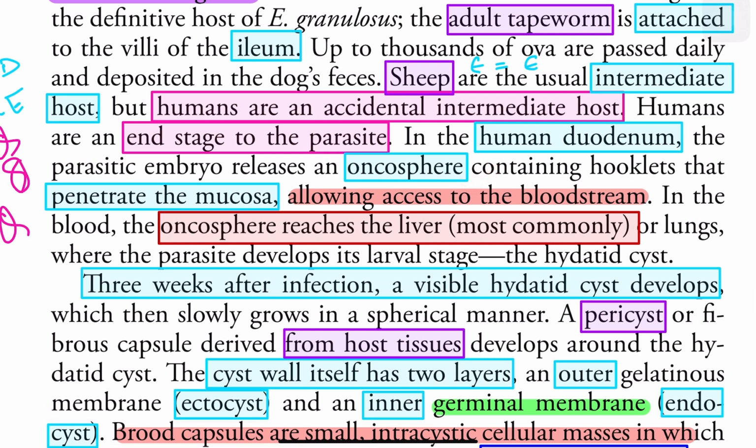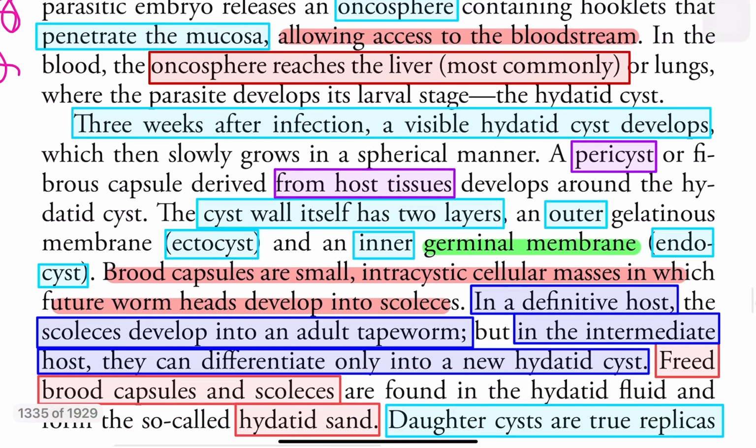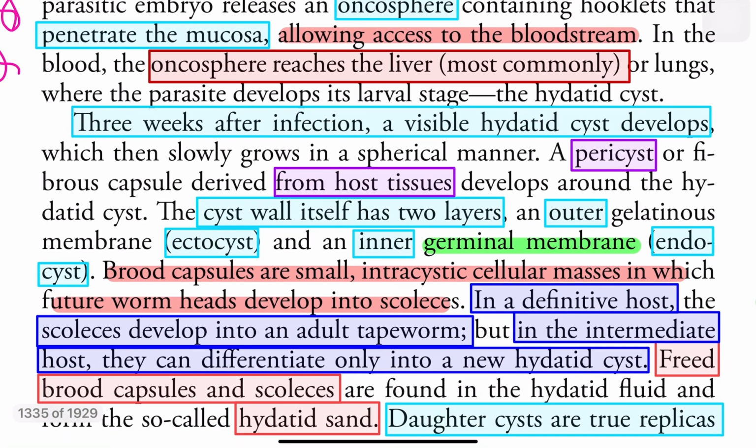The oncosphere penetrates the mucosa and reaches the liver, most commonly via the hematogenous route. Three weeks after infection, a visible hydatid cyst develops. Not that important.